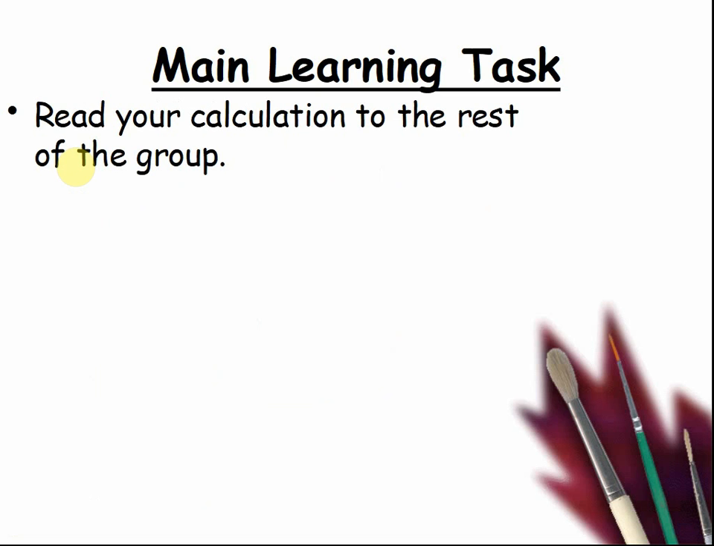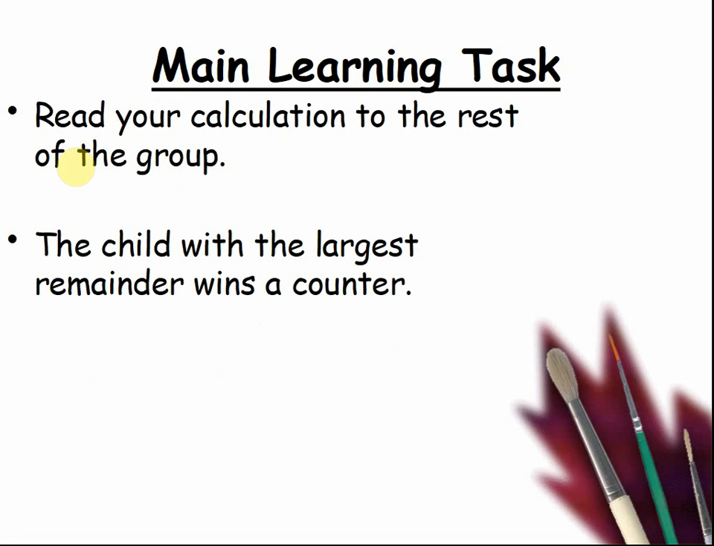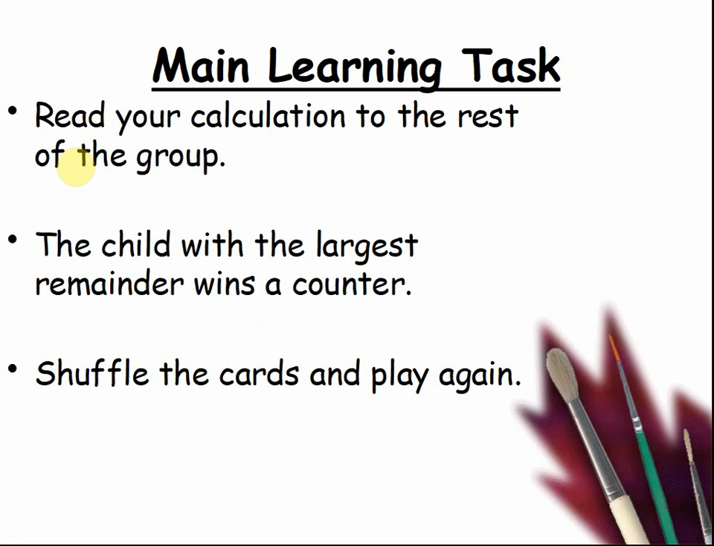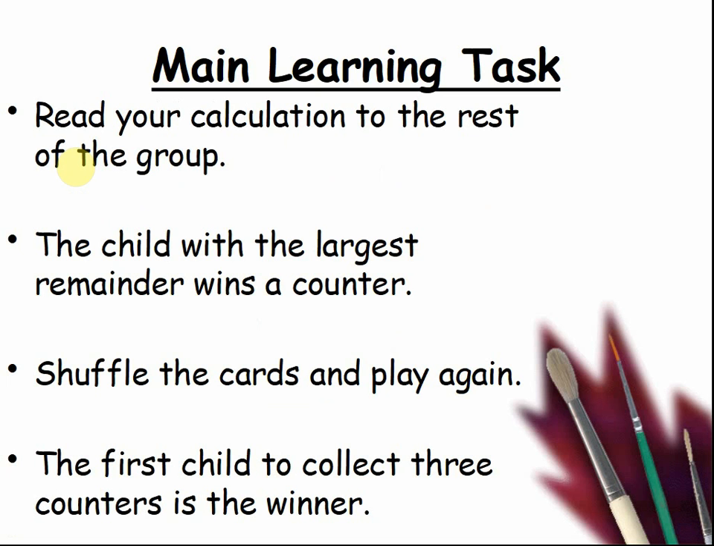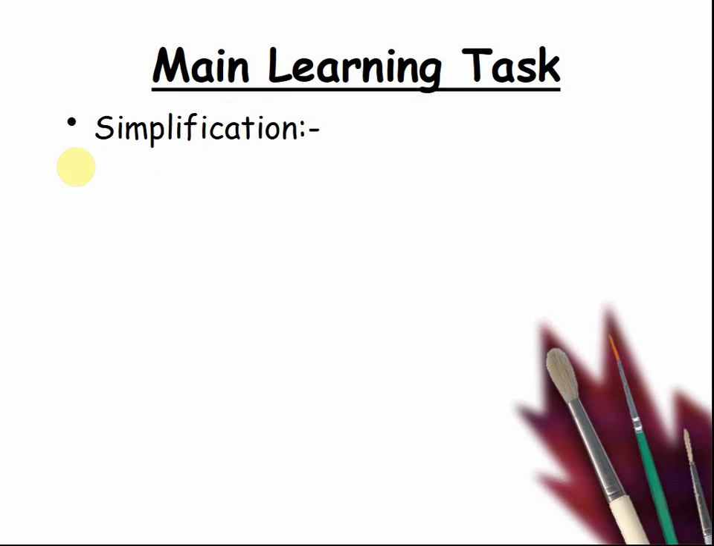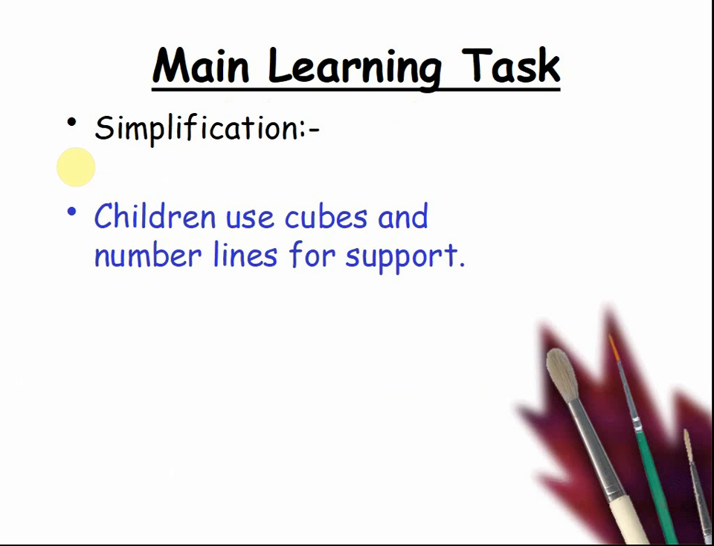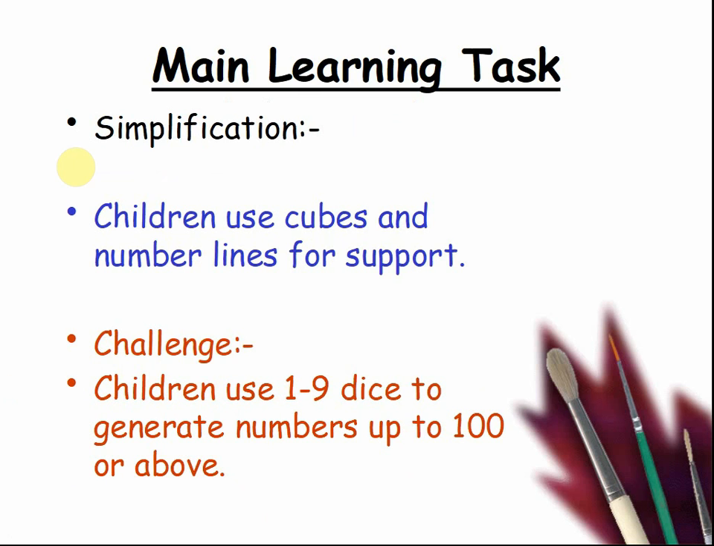Read your calculation to the rest of the group. The child with the largest remainder wins a counter. Shuffle the cards and play again. The first child to collect 3 counters is the winner. So pause the video and play this game a few times. To simplify it, children use cubes and number lines for support. Challenge. Children use a 1 to 9 dice to generate numbers up to 100 or above.